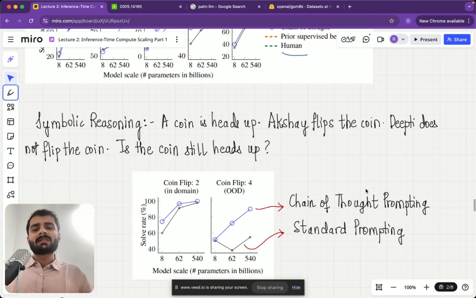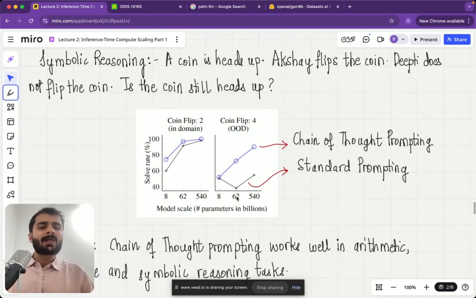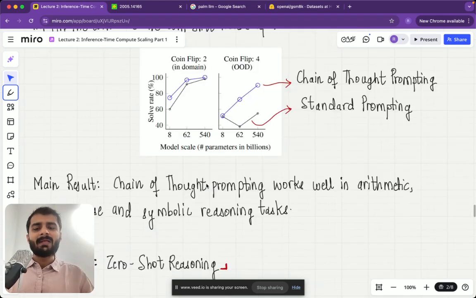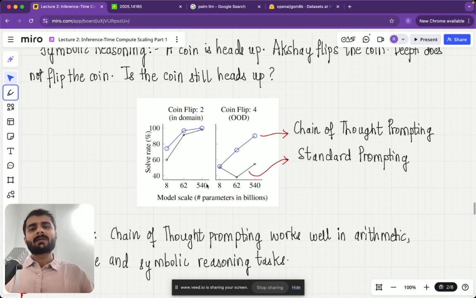And that is why it is important for us to understand how well an LLM is performing on symbolic reasoning tasks as well. And here also you can see that chain of thought prompting significantly outperforms standard prompting. The main result from this study is that chain of thought prompting works very well in arithmetic, common sense, and symbolic reasoning tasks.